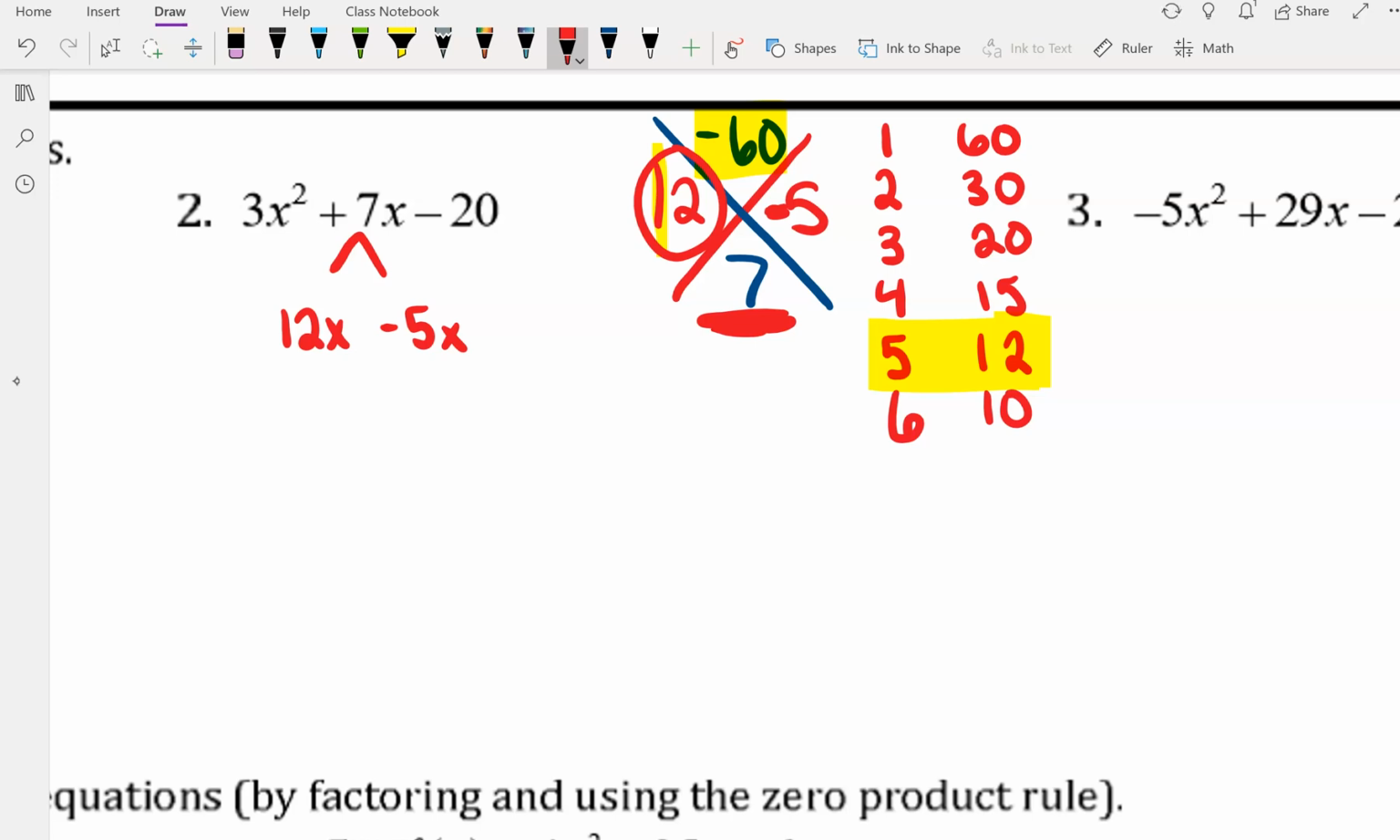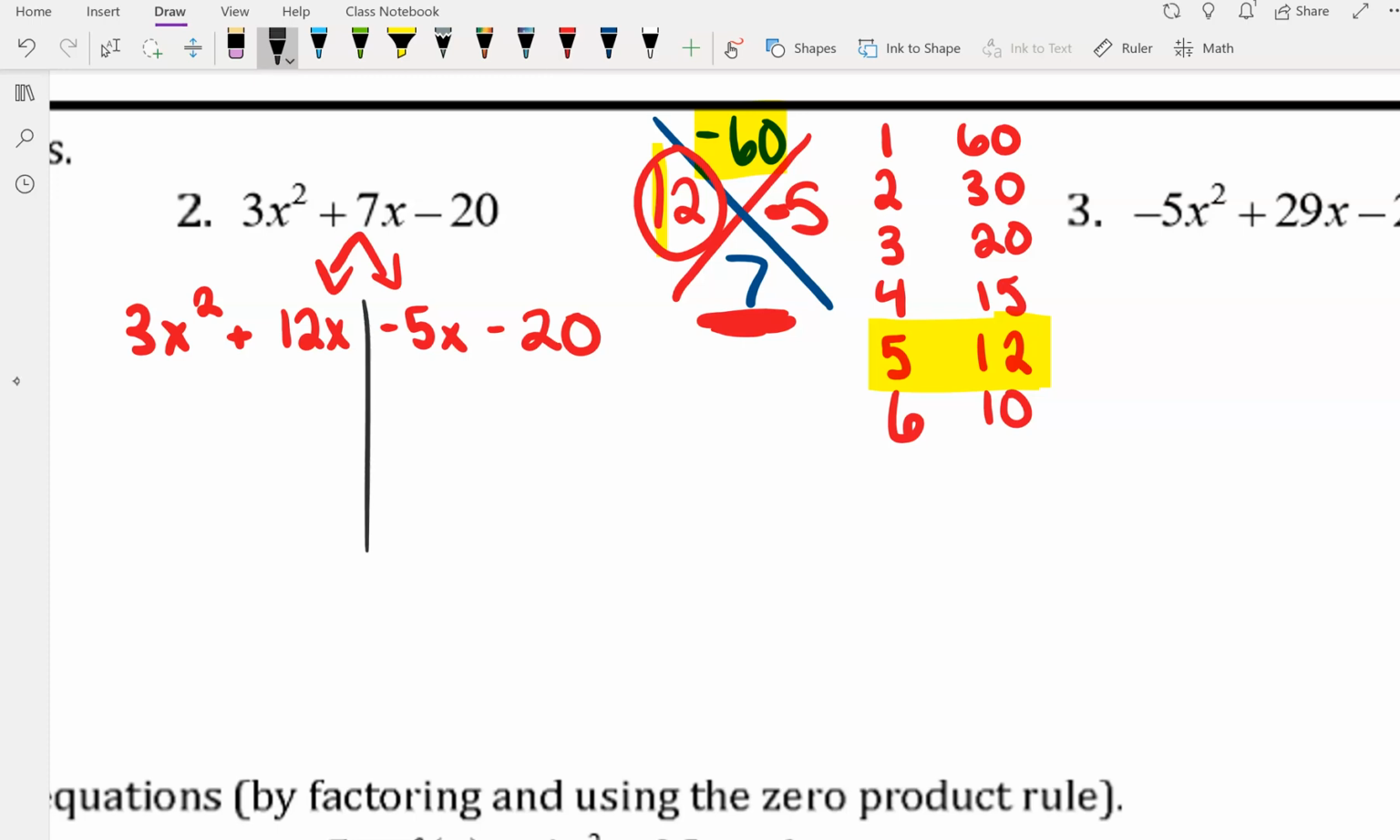Your work will look a little different when you're factoring by grouping, but your answer should be the same in the end. 3x squared stays the same, and negative 20 stays the same. But the middle term, the 7x, splits into 12x and negative 5x. Now we do factor by grouping.